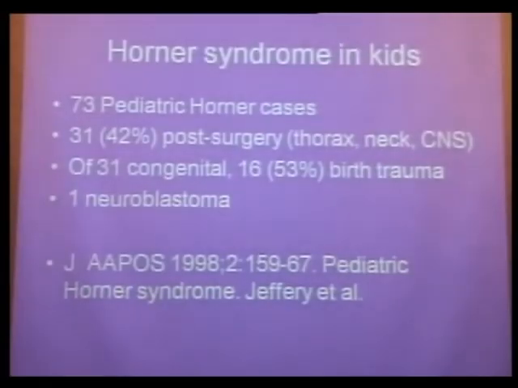So here's a series of 73 pediatric Horner syndromes. 42% had some reason. And the reasons you need to be asking are, have you had any kind of trauma or surgery to the sympathetic pathway in your head, your neck, or your chest? Have you had any surgical procedures in those areas? Of 41 congenital, 53% were attributed to birth trauma. Of all those cases, only 1 was neuroblastoma. But 1 is bad, so we're going to look for it.